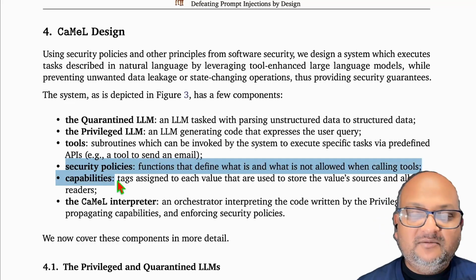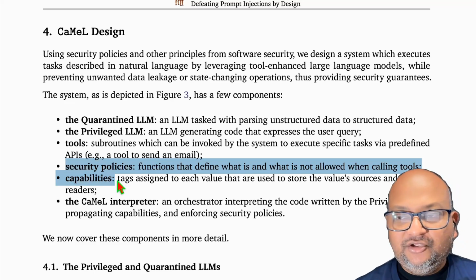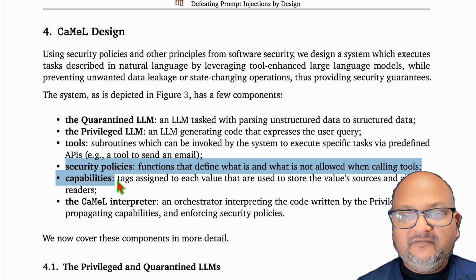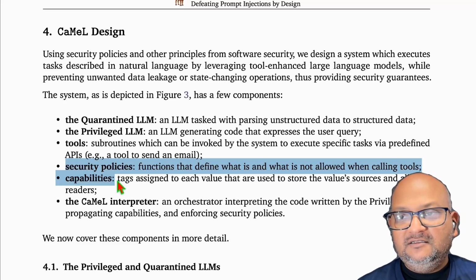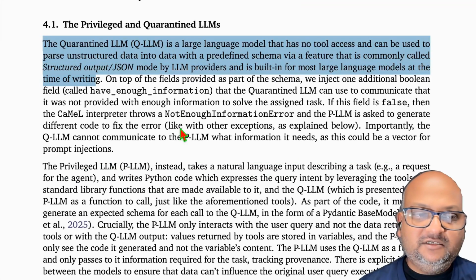The authors here take that basic idea and also add the notion of having security policies and capabilities. Because really, you can't design and build a secure system until you have some way of specifying the policy that you want to enforce. So let's look at each of these pieces.